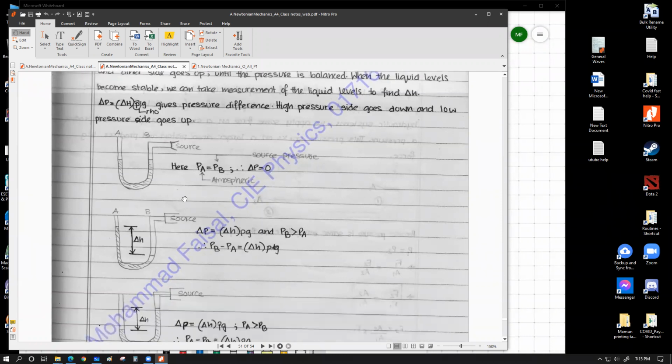Let's say we have connected the manometer to a source, and then we achieve this situation that the liquid on the source side, or B side, has gone down and A side liquid has gone up. This basically means the pressure on this side is stronger compared to the pressure on this side.